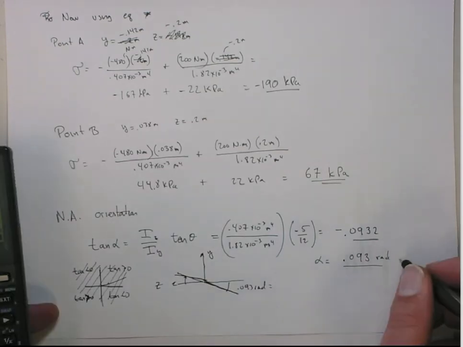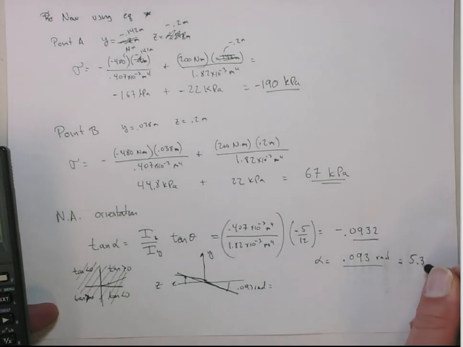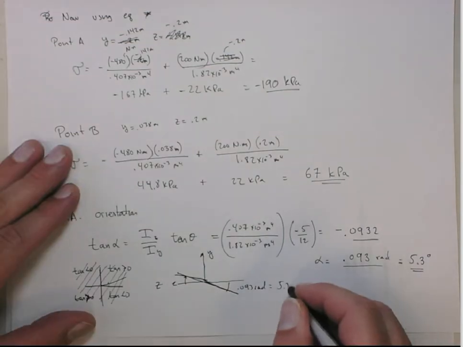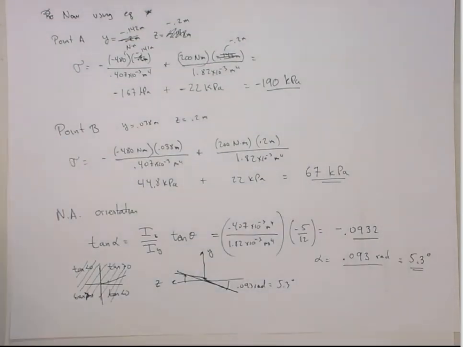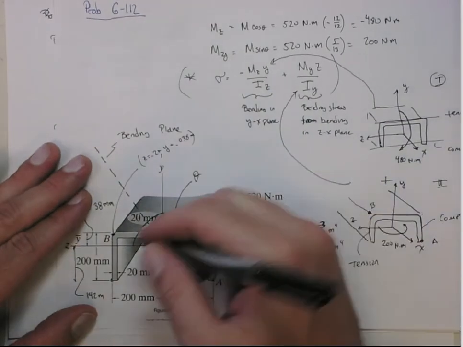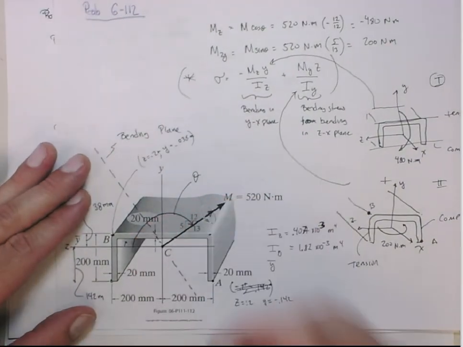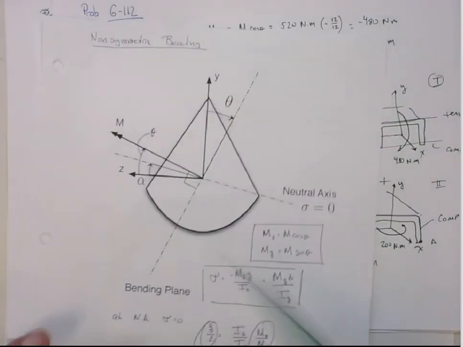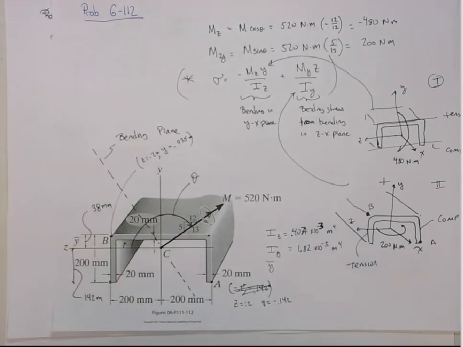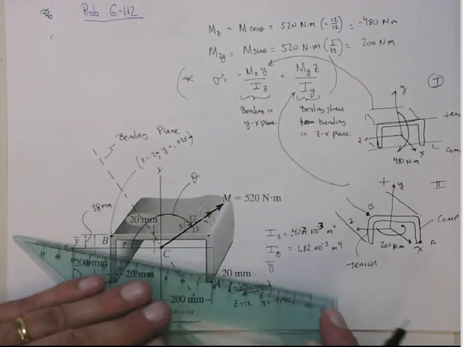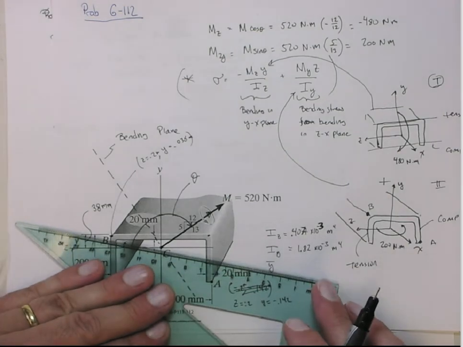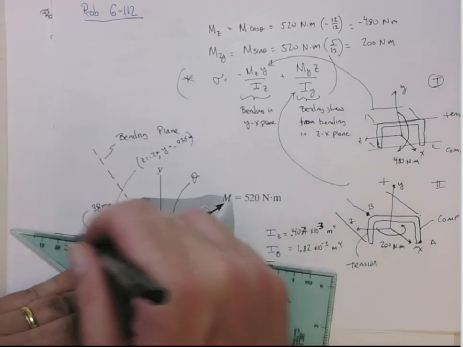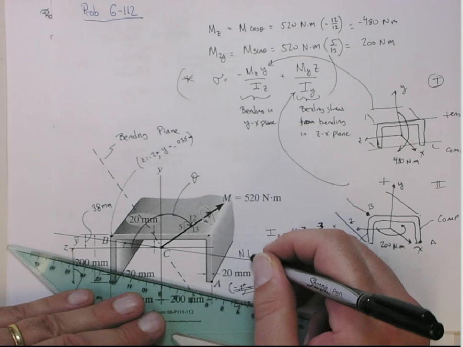Oh, sorry, that's 5.3 degrees. Okay? So that's saying that that angle is 5.3 degrees. So if I go back and look at this picture, right, alpha is actually positive 5 degrees in that sense, okay? So remember, alpha is the angle from the z-axis up to the neutral axis, right? So that's about 5 degrees. So that's the location of the neutral axis.